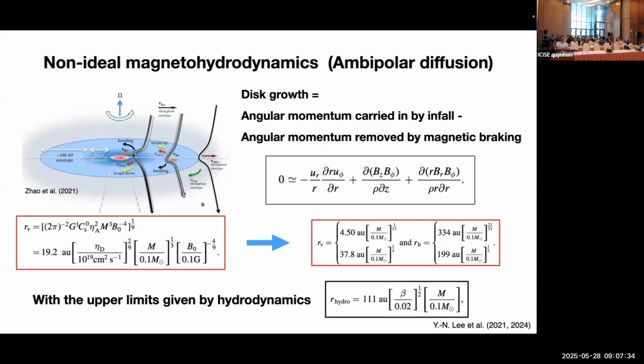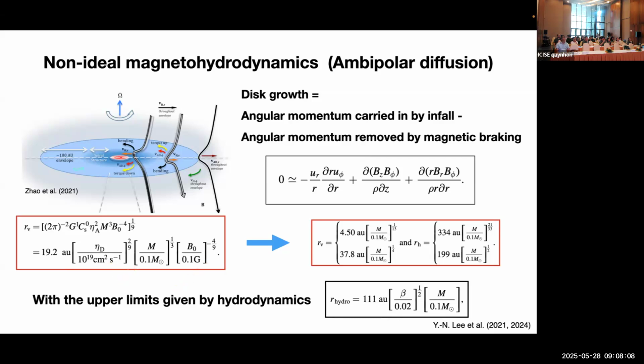In hydrodynamics, the disk radius is very simple. It comes from the amount of mass around the center and the rotational energy of that material, and can be written like this. But with mechanical braking, the theorists can solve this, I cannot. So if we solve this equation, we get this. The disk radius is a function of the diffusivity of ambipolar diffusion, central stellar mass, and field strength. Yeah, so it looks like a very simple relation.